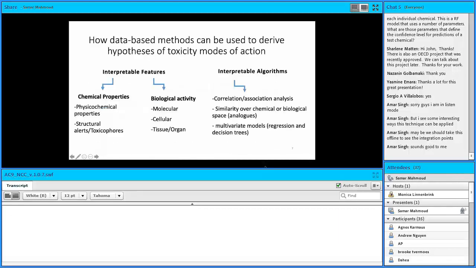And in order to do so, we have two important components. One is the interpretable features, and the other is the interpretable algorithm. With regards to the interpretable features, it is to describe the compounds either in the form of substructures or toxicophores, physicochemical properties, or with regards to the biological effects at the cellular or molecular level, which can then be used to mine the associations. And the algorithm also has to be interpretable, so either direct bivariate associations or similarity among the space, or using some algorithm that takes into consideration multivariate effects, such as multivariate models, such as regression and decision trees.